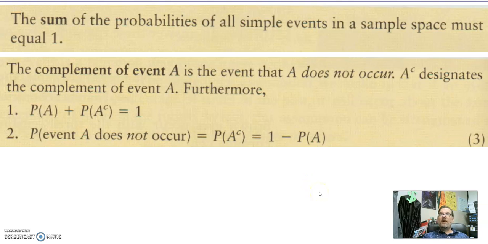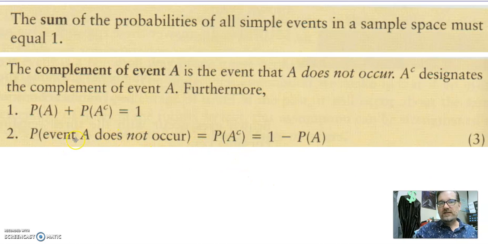So the sum of the probabilities of all simple events in a sample space must equal 1, because 1 means it's going to happen. So events that we are looking at are either going to happen or not. So if I add the probability of an event happening plus the probability of its complement, I have to get a 1. A complement is the probability that an event does not occur. So what's the probability of raining plus the probability of not raining? Even if I don't know what those are, I know if I add the 2 probabilities together, it'll equal 1 because it's either going to rain or not.